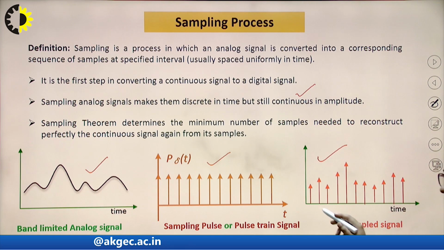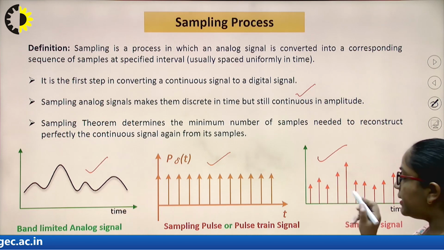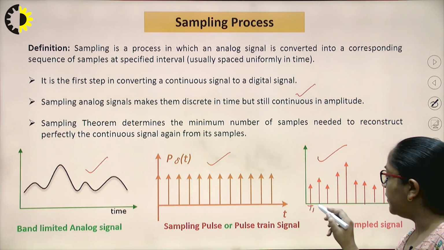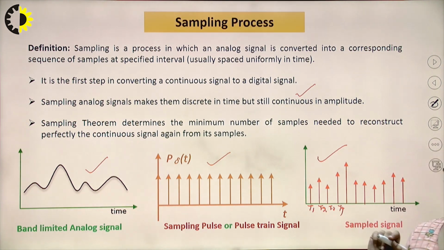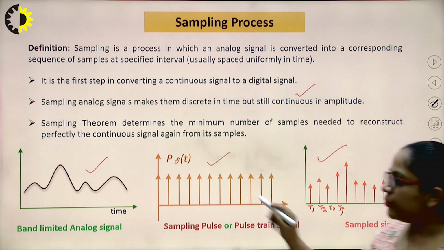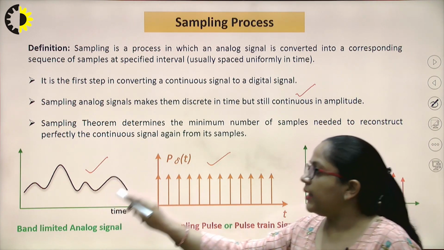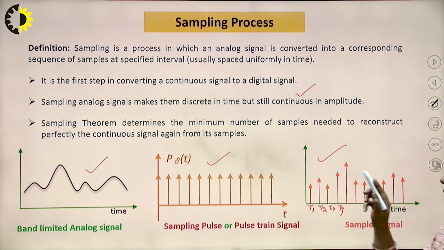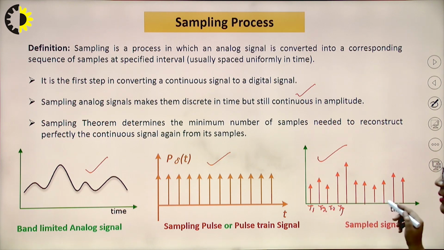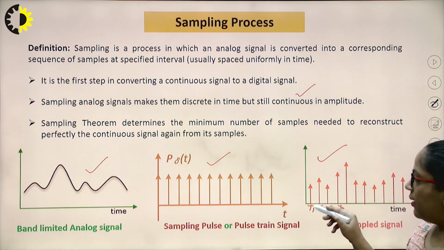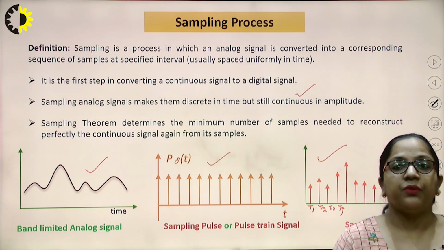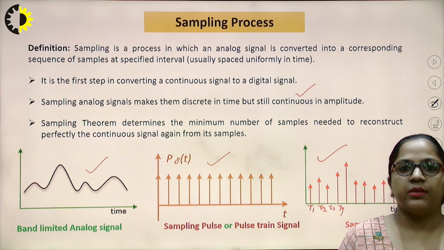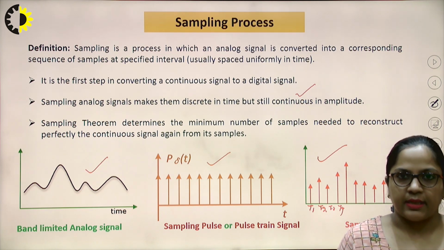What is the meaning of sampled signal? Now the signal is available at discrete time instants, let's say T1, T2, T3, T4. Between T1 and T2 there is no signal. So what we do in sampling is convert an analog signal into a discrete time signal. The signal will be discrete on the time axis but still continuous on the amplitude axis. Why do we need to perform the sampling? To convert an analog signal into a digital signal. This is the very first step.